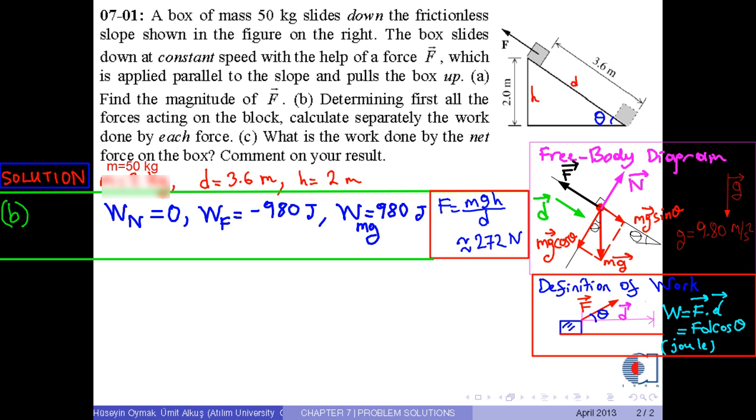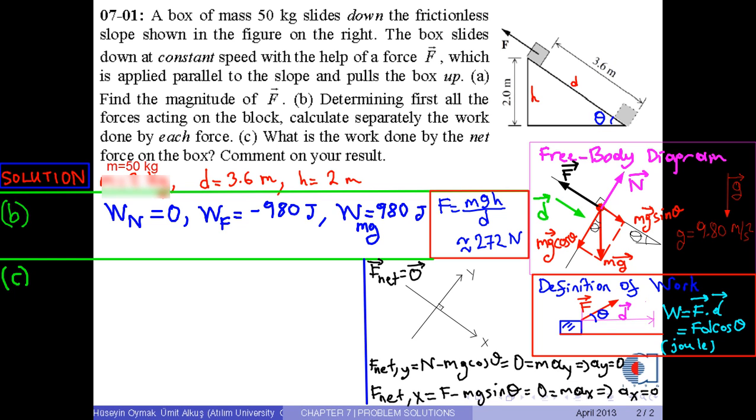Okay, let's solve part C. In this problem, since there is no acceleration of the motion of the box, the net force acting on the box is 0. So is the total work done. This can be checked using the results in part B.